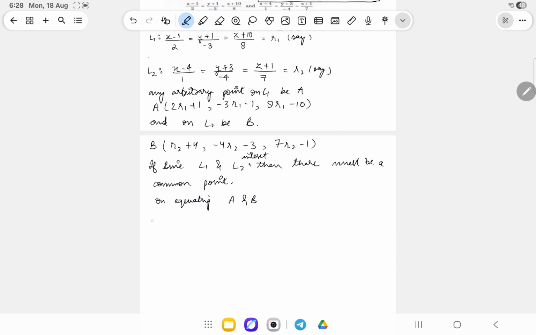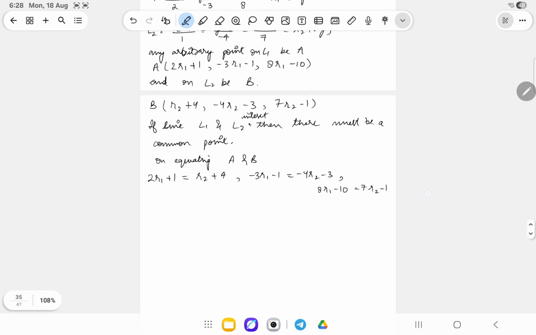A and B, I will get 2r1 plus 1 equals r2 plus 4, minus 3r1 minus 1 equals minus 4r2 minus 3, and 8r1 minus 10 equals 7r2 minus 1. So if I simplify these, I'll get 2r1 minus r2 equals 3, minus 3r1 plus 4r2 equals minus 2, and 8r1 minus 7r2 equals 9. So let us solve these two equations and see what we get.